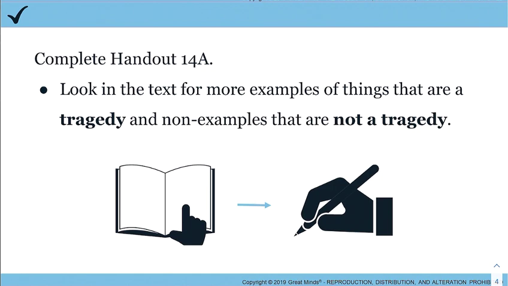Think back to the pages that talked about crossing the river and what happened with the strong currents. And just non-examples that are not tragedies, things that weren't bad that happened. Pause the video here to find some examples on your own.